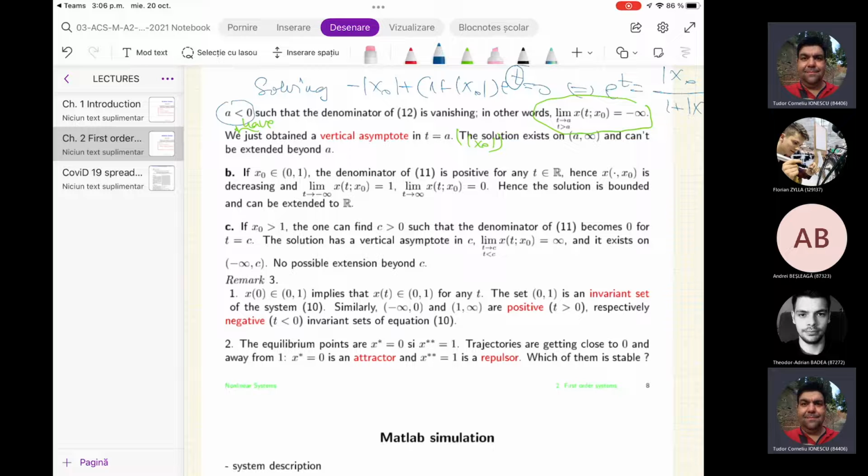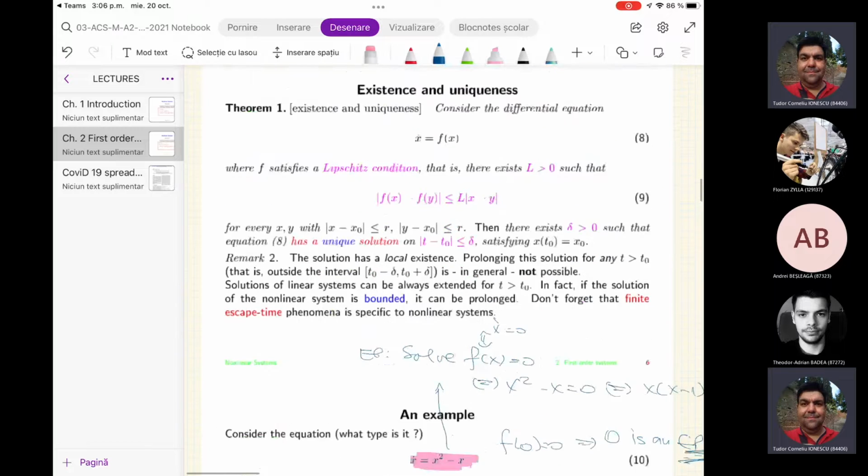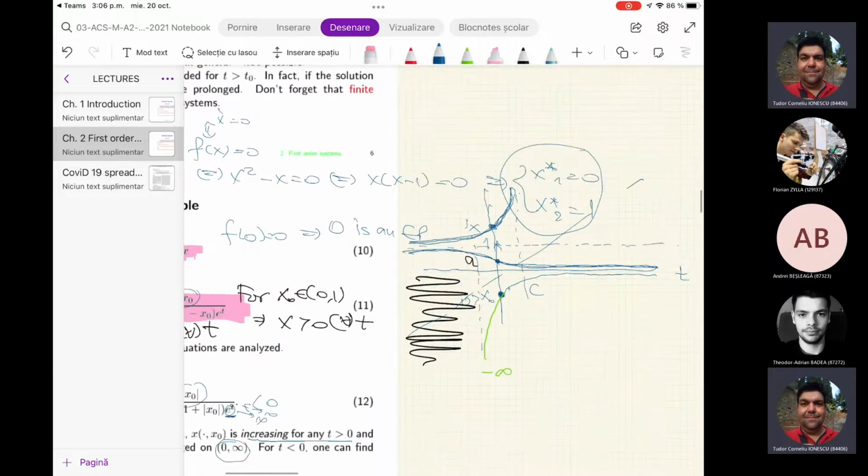Okay, we have two equilibrium points. I showed you that. x is 0 and x is 1. The trajectories are getting close to 0 and away from 1. We can see that. So they are all going to 0. And so it's going away from 1 and going to 0. Hence, can we say something? Can we assess the stability of these two trajectories, 0 and 1? Can we say something about the stability of these simple solutions, 0 and 1?